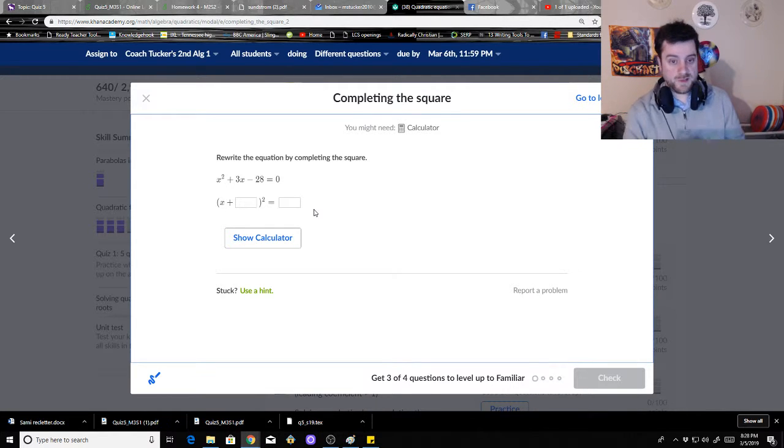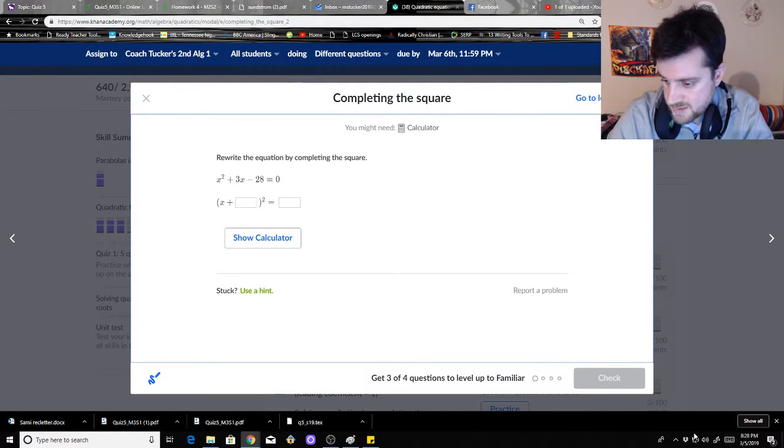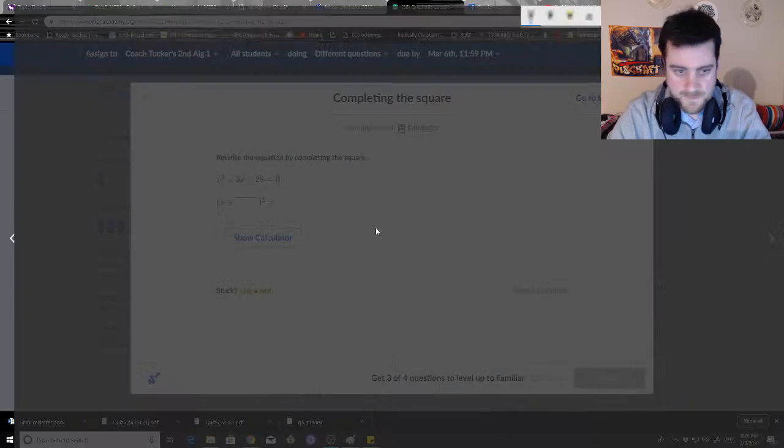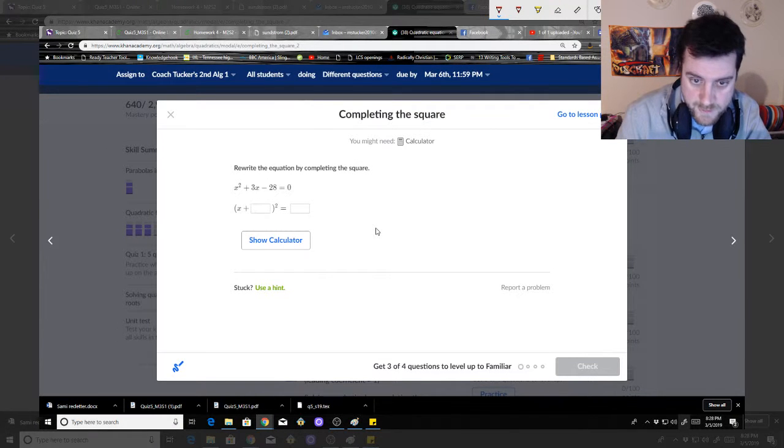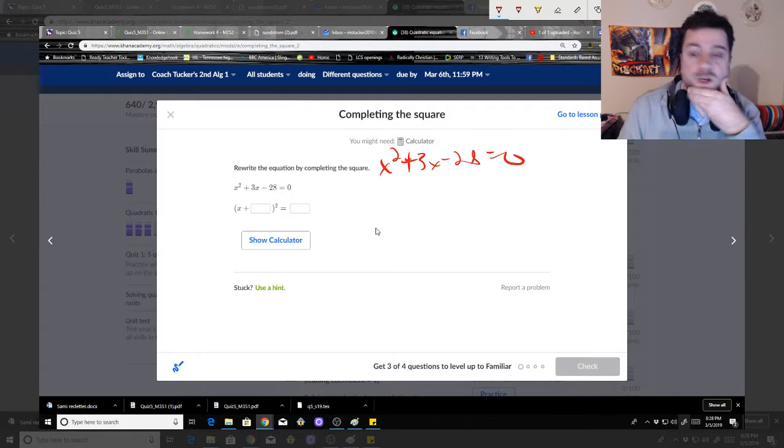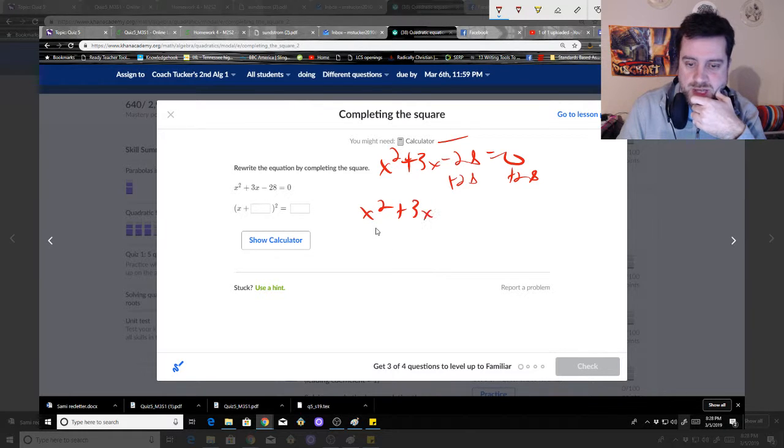Okay, rewrite the equation by completing the square, so let's do it. All right, so we have x squared plus 3x minus 28 equals 0. Now, if we're going to complete the square, we need to move this 28 to the other side. So let's add 28 to both sides. We get x squared plus 3x, leave a space, is 28.